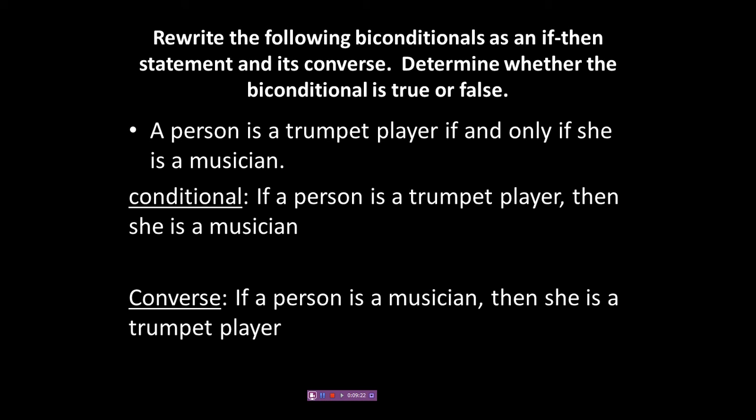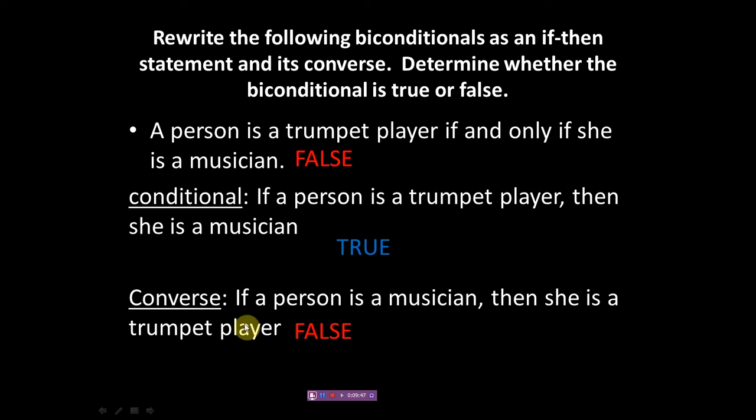Okay? And we can determine the truth of this. Well, you see, the conditional here is definitely true, right? If you play the trumpet, you must be a musician, because a trumpet player is a type of musician. But if you're a musician, you don't necessarily have to be a trumpet player. So this statement is false. You could be a piano player, a trombone player, a saxophone player.